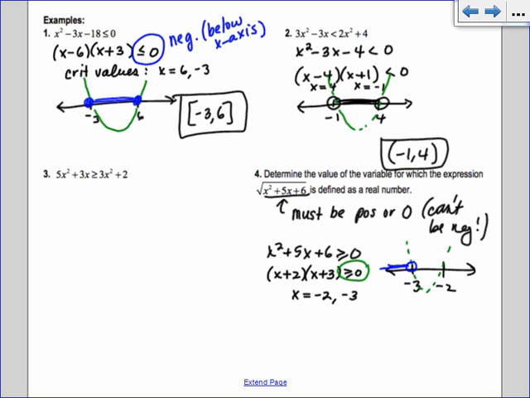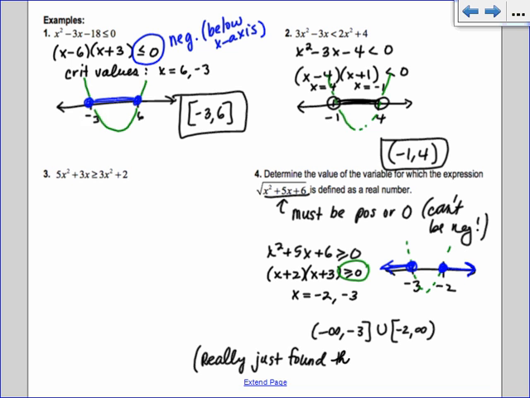On the ends, right? So you're going to have open there. Well, no, closed, actually, because we could have negative 3 and closed. So that means our answer is negative infinity to negative 3, bracket, union, bracket, negative 2 to infinity. So what we really just found was the domain of f of x equals the square root of x squared plus 5x plus 6. We're saying we can have almost every single number except for the numbers between negative 3 and negative 2.